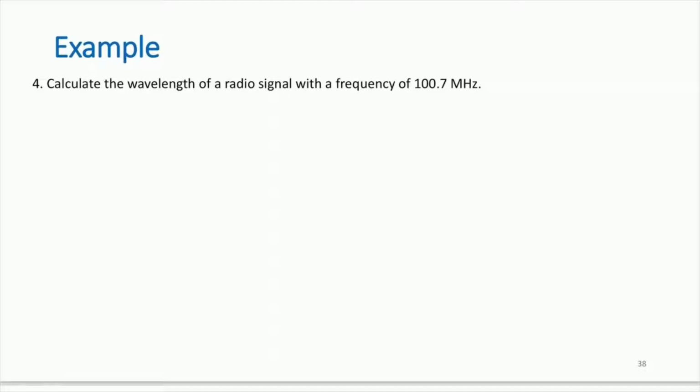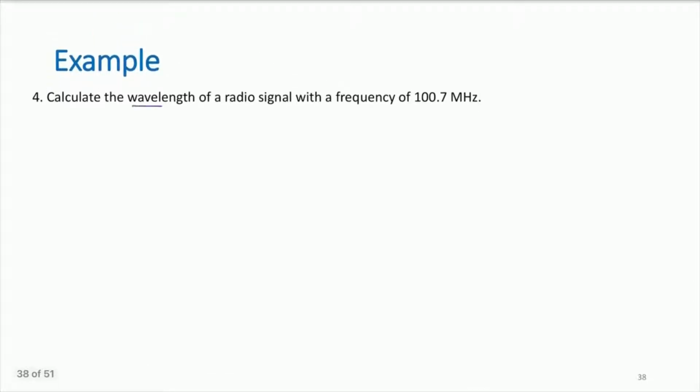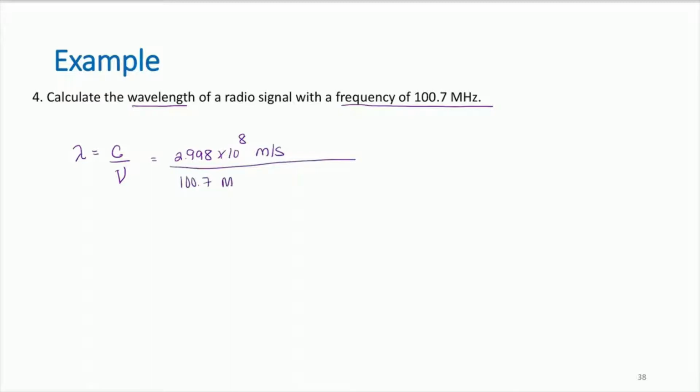Calculate the wavelength of a radio signal with a frequency of 100.7 megahertz. So we're looking for wavelength here, and we're given frequency. We know lambda is equal to c over nu. C is our speed of light, 2.998 times 10 to the 8th meters per second. 100.7 megahertz. Megahertz is 10 to the 6th hertz, so I need to convert that. You can do this in a separate equation or in this equation together. I'm going to do it in the same equation. 10 to the 6th hertz for every 1 megahertz. I get out 2.98 meters.